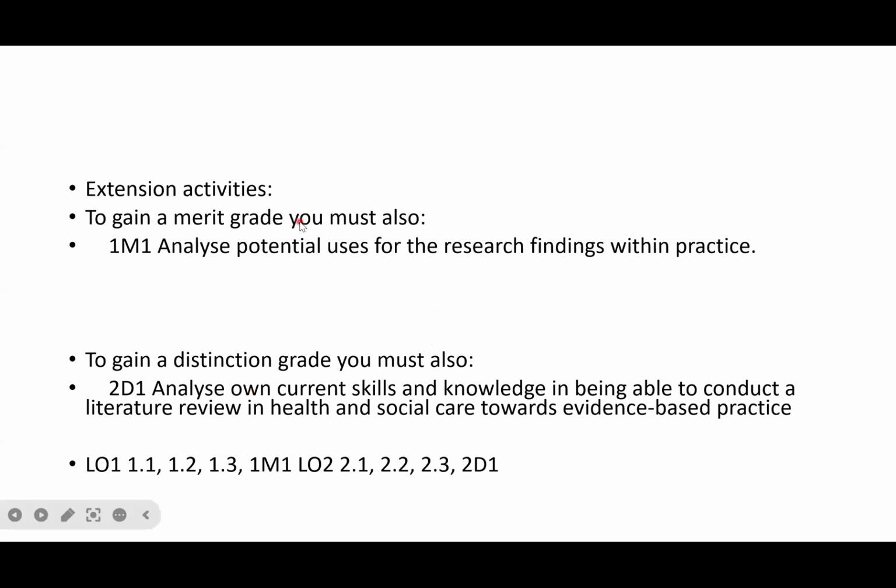So if you want a merit, a better grade than a pass, you would analyze potential uses for research findings within the practice. And in order to gain a distinction grade, you would also want to analyze your own current skills and knowledge in being able to conduct a literature review in health and social care towards evidence-based practice. So literature review, I already told you, it's a review of the literature that's already there. It's the published articles that you would want to use and then reference them.